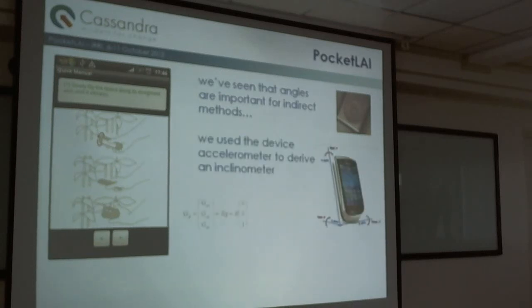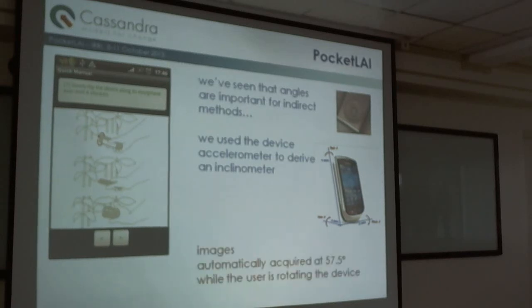So we use the accelerometer already available in the device, used for games and so on, to derive an inclinometer. So we have a digital inclinometer which allows us to get the image automatically when the probe angle we would like to have as target has been reached by the device.